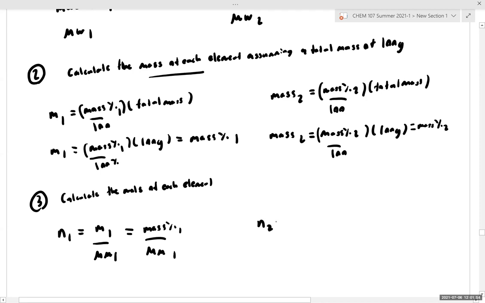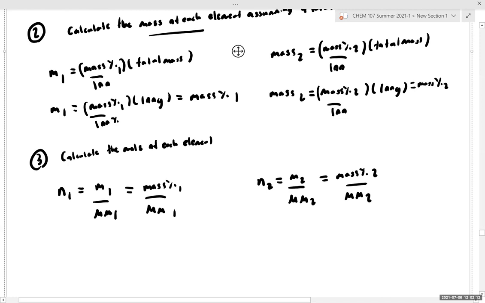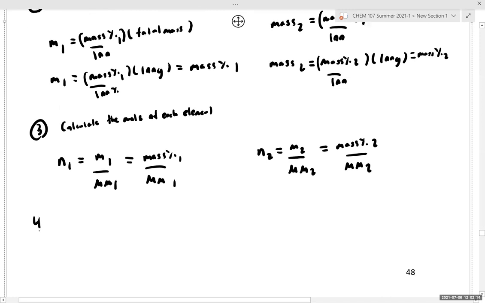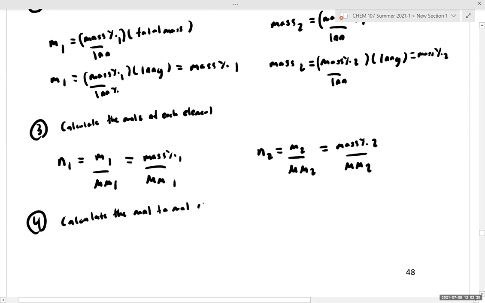We can repeat this process for our other element. Take the mass of element 2 in this case, over the molar mass of element 2, which is equivalent to the mass percentage of element 2 over the molar mass of element 2. So if you're doing it stepwise, you're then going to calculate the moles of each element, and finally calculate the mole to mole ratio. And this mole to mole ratio is going to be your empirical formula.